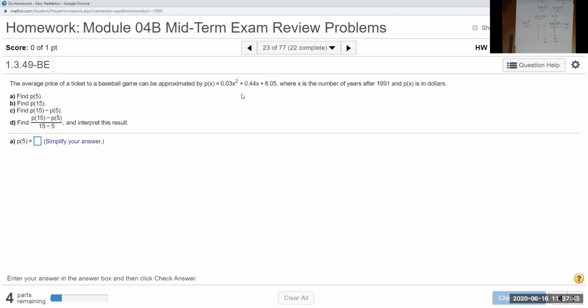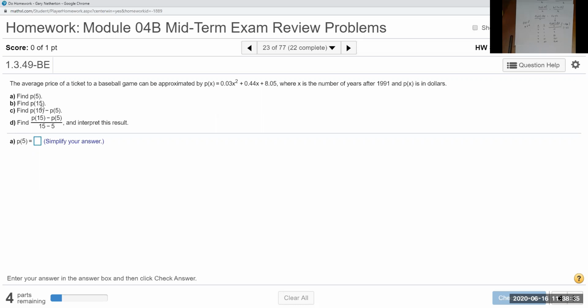So like most things, I assume that the prices of tickets kept increasing as time went on, and they've come up with this equation that predicts or tells you how much the ticket prices were according to what year you were in. So they're going to start at 1991, and basically if you plug in the year into here, you can see how much tickets cost. Now let's look specifically at the ticket price when x is 5. That means 5 years after 1991. So basically p of 5 means, let's look at the ticket price for the year 1996.